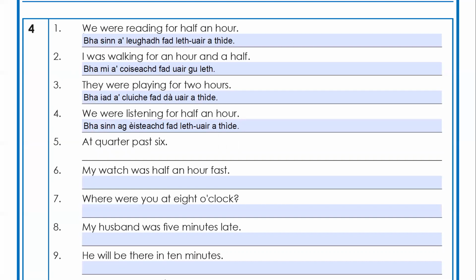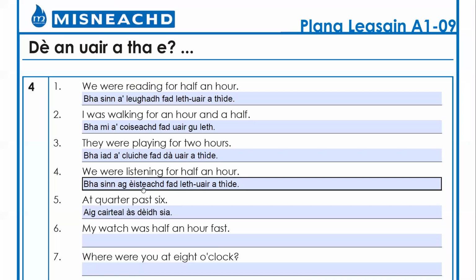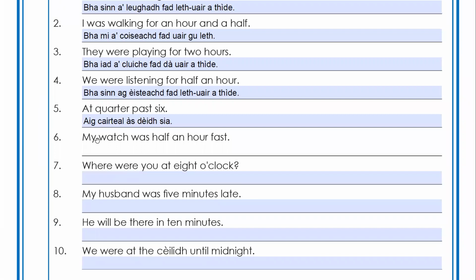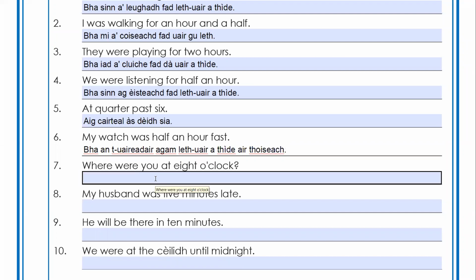At 6:15, so aig cairteal an dèidh sia. Aig cairteal an dèidh sia. My watch was half an hour fast. So bha an uaireadair agam, half an hour, leth-uair, air thoiseach. Bha an uaireadair agam leth-uair air thoiseach.